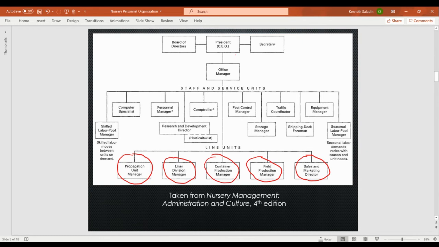So for example, I could be growing snow mound spireas in containers, but I may also have snow mound spirea growing out in the field as perhaps a balled and burlap plant. I may have some small caliper red maples growing in large containers. I may have larger caliper red maples growing in the field as balled and burlap plants. So it's very common for nurseries to offer their products in different ways, either as a container grown plant or as a field produced or field grown plant.